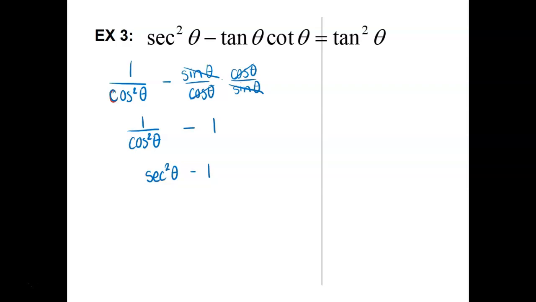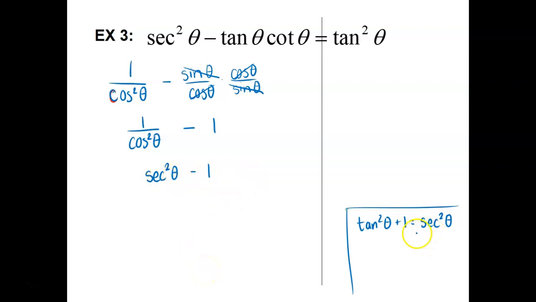That kind of seems like a Pythagorean identity to me. If you look at those Pythagorean identities that you may or may not have memorized yet, let's put this over here on the side. What was the Pythagorean identity that had secant in it? Tangent squared theta plus 1 equals secant squared theta. So that's not this identity, but there's a few ways I could do this.